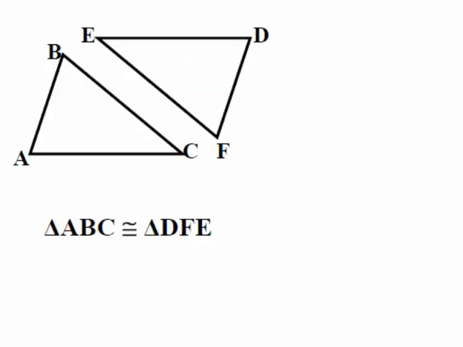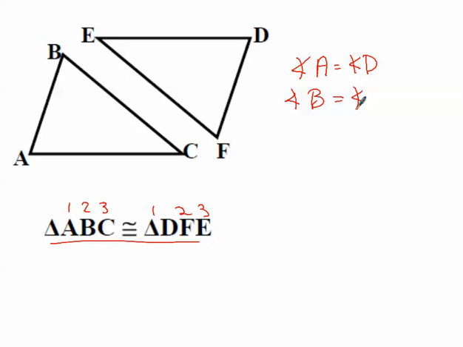So last class we talked about the triangle congruent statement, which is right here. And what I told you was you needed to line them up 1, 2, 3, 1, 2, 3. And I said angle A matches up with what? Angle D. Angle B matches up with F. And angle C matches up with angle E.